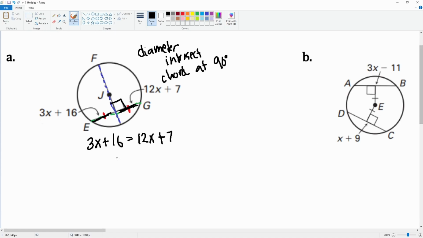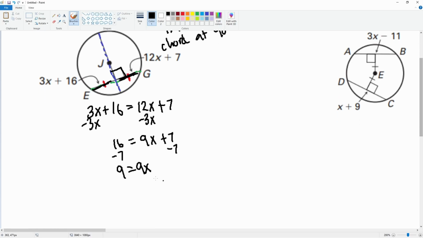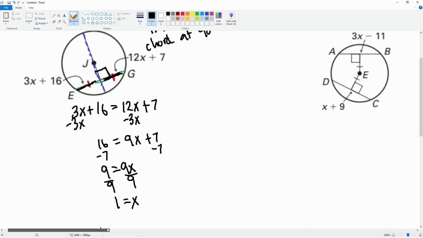All right, now you can solve. Minus 3x. This becomes 9x plus 7 is equal to 16. Minus 7, this gets you 9 equals 9x. Divide by 9 to both sides. We get 1 is equal to x.